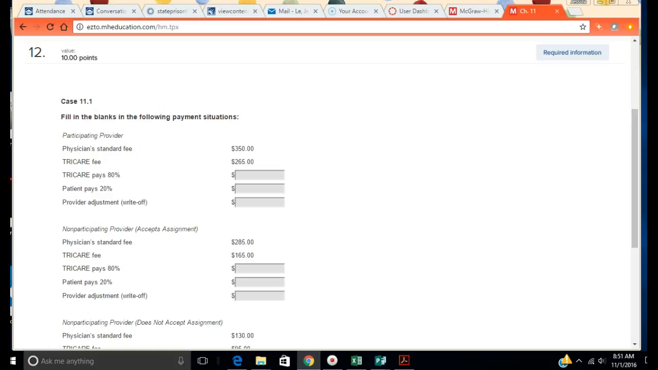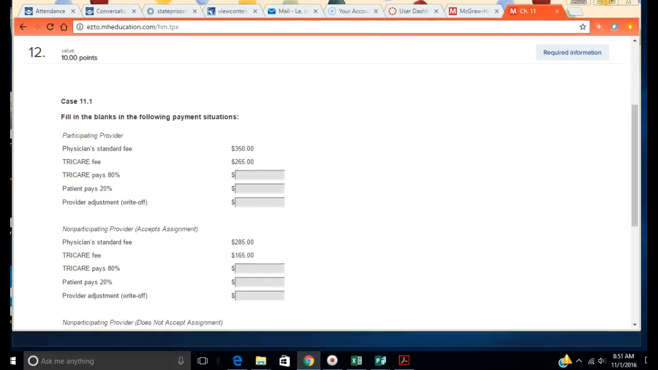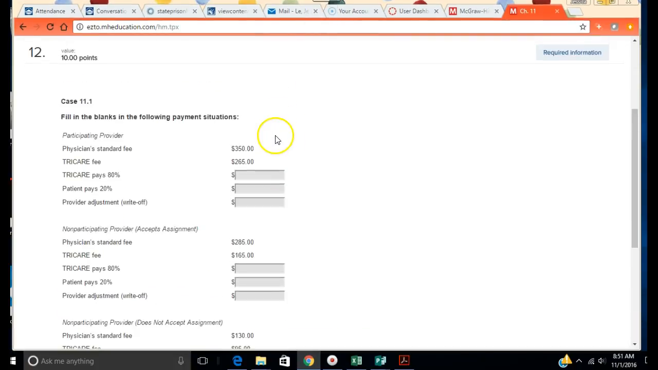So let's see what we have here. So again, chapter 12. The first case is for a participating provider. The physician's standard fee is $350. The TRICARE fee is $265. So TRICARE is going to pay 80% of that. The patient will pay 20%, and the remainder will be written off by the provider. And so this is very similar to what we saw with the Medicare calculations.